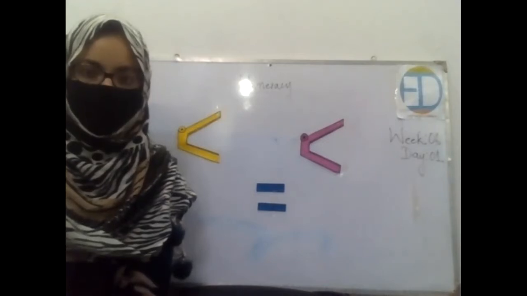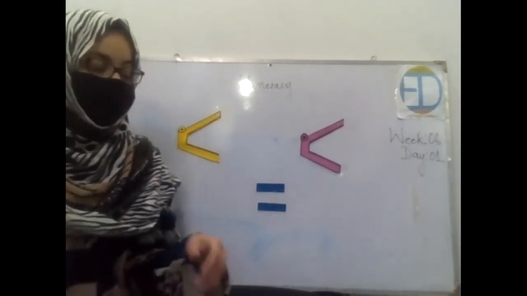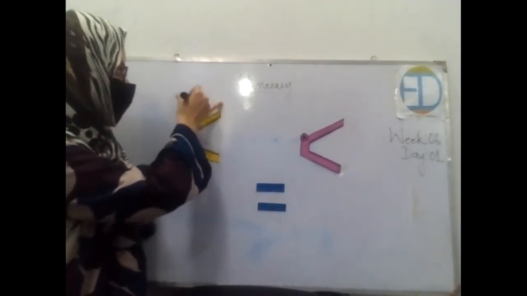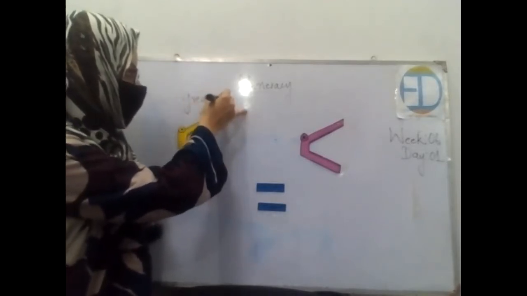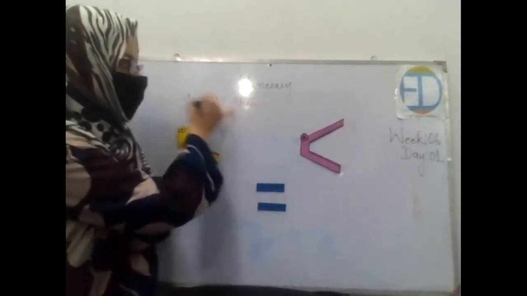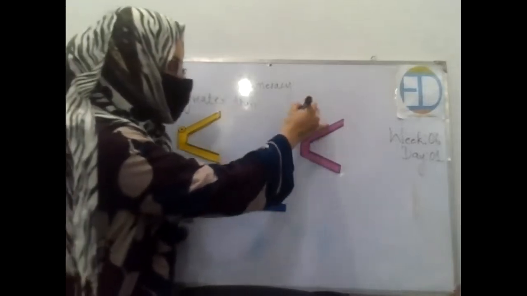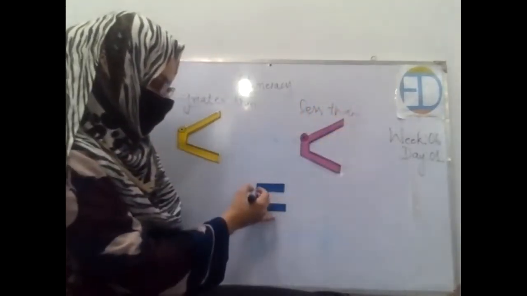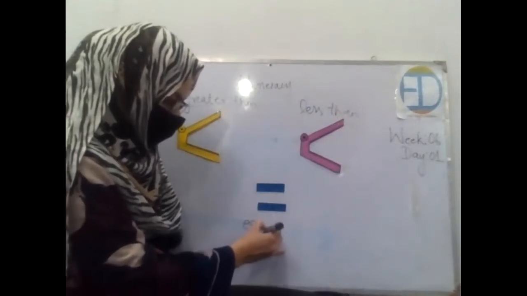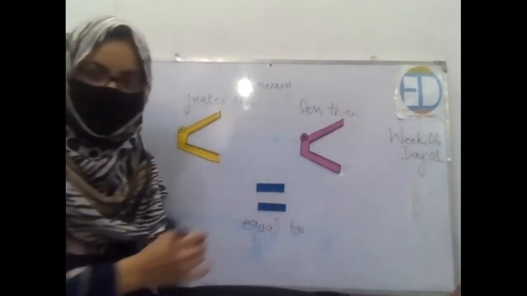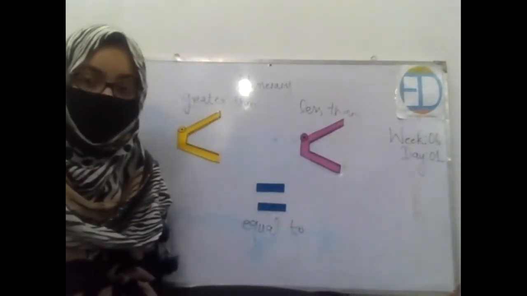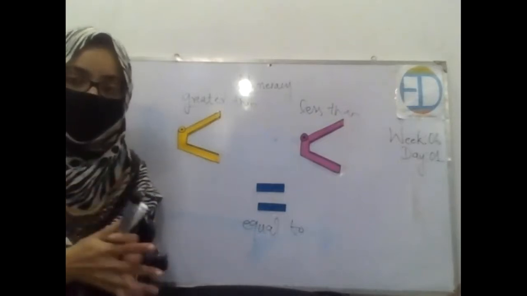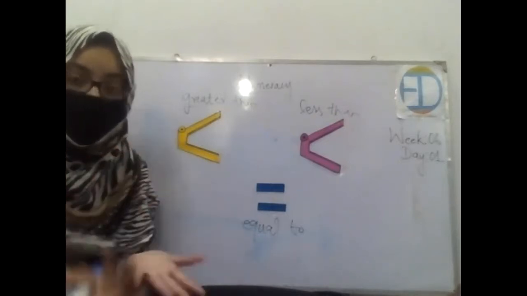What does this sign mean? This sign represents greater than, and this one represents less than, and this is the sign of equal to. Yes, remember? Okay, good. So today we will be discussing the topic greater than, less than, and equal to concept.